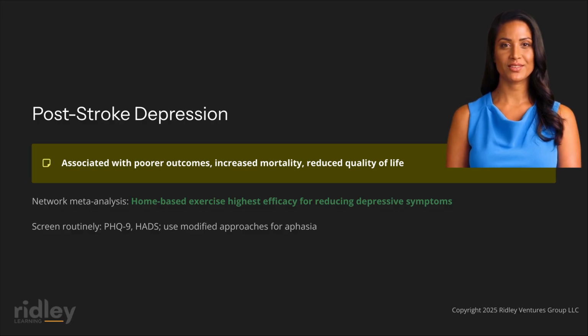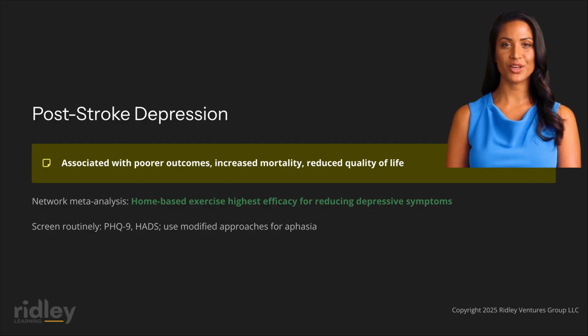therapeutic approaches, finding that home-based exercise interventions demonstrated the highest efficacy for reducing depressive symptoms among the interventions examined. This finding has important implications for rehabilitation practice, suggesting that exercise programs designed for home implementation may provide dual benefits for physical recovery and psychological well-being.